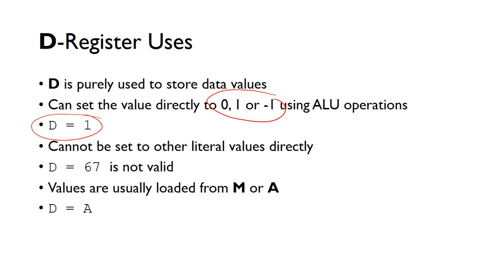So these are the only literals you can set directly in the D register. So for example, you cannot do D equals 67, that is not a valid instruction. 67 wasn't one of the ALU operations. So if you want to set a literal value in the D, you have to essentially load those values from M or A. So for example, you could put the value 67 in A, and then you could set D to be the value of the A register. So the only ones you can set directly in D are 0, 1 and -1.